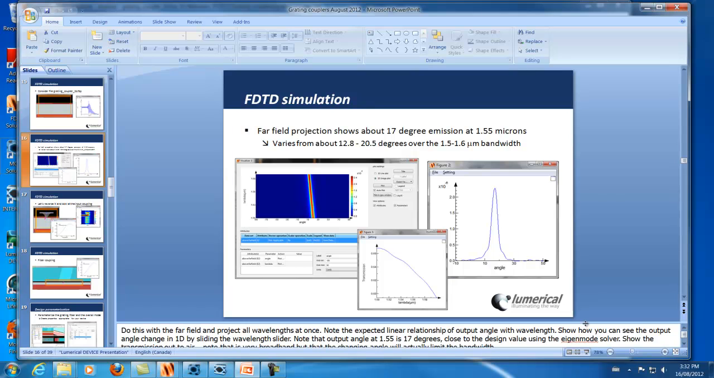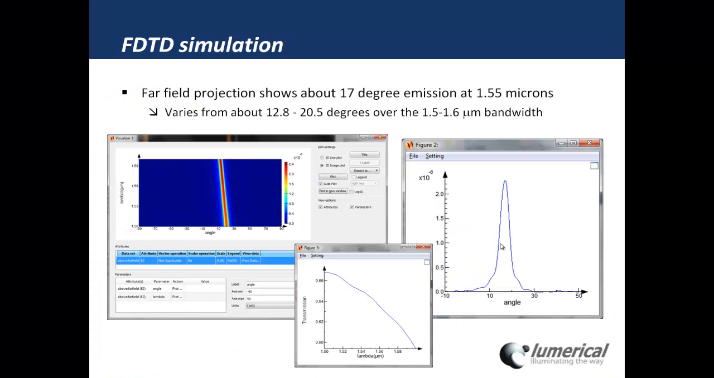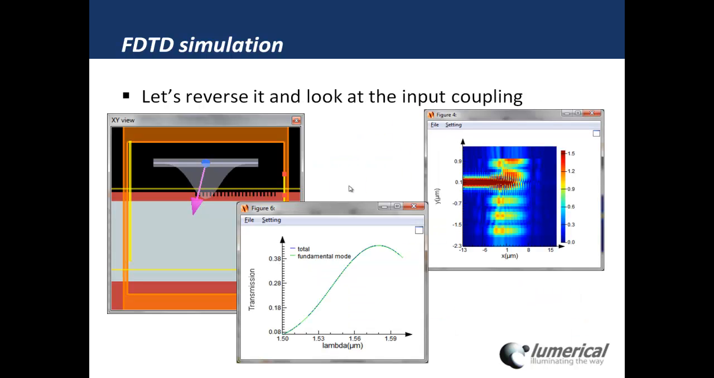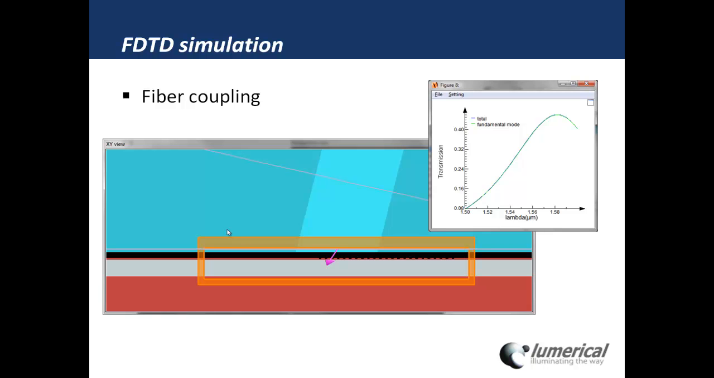What I've shown here is some of these far field images and the angular emission, and also looked at the reversed simulation where we can see that most of our power that we're accounting for here is actually propagating in the fundamental mode. Now, what we want to do next is take a look at fiber coupling, and I'm going to show a demonstration of this in a moment, and we're actually going to consider fiber coupling from here on.